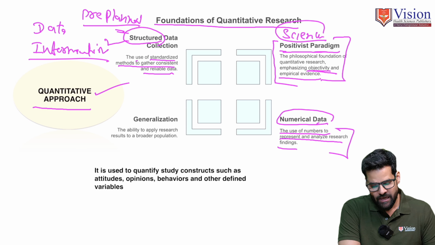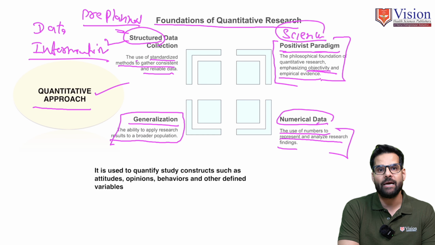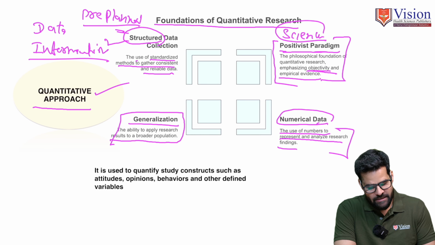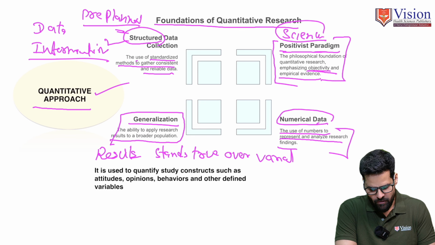Then the generalizability, the ability to apply research results to a broader population. The aim of quantitative approaches is to generalize, meaning results stand true over variation in setting, sample.